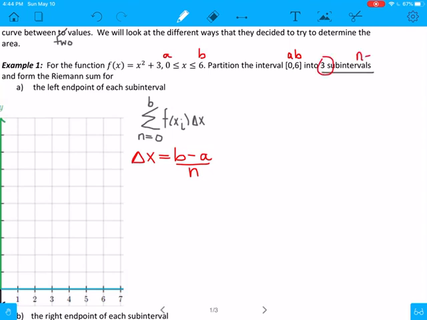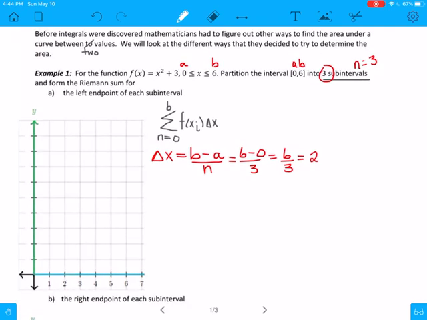Now n is how many subintervals we cut it into. So n equals 3. Okay, so we're going to cut this into 3 subintervals. We have from 0 to 6, and we're cutting it into 3 pieces. So we're going to go 6 minus 0 divided by 3 equals 6 divided by 3 equals 2. So in order to cut it into 3 subintervals, we're going to look at a width of 2 on the rectangle, which will make sense in a little bit. So we have to sketch this graph. We're going to sketch from 0 to 6 the y values.